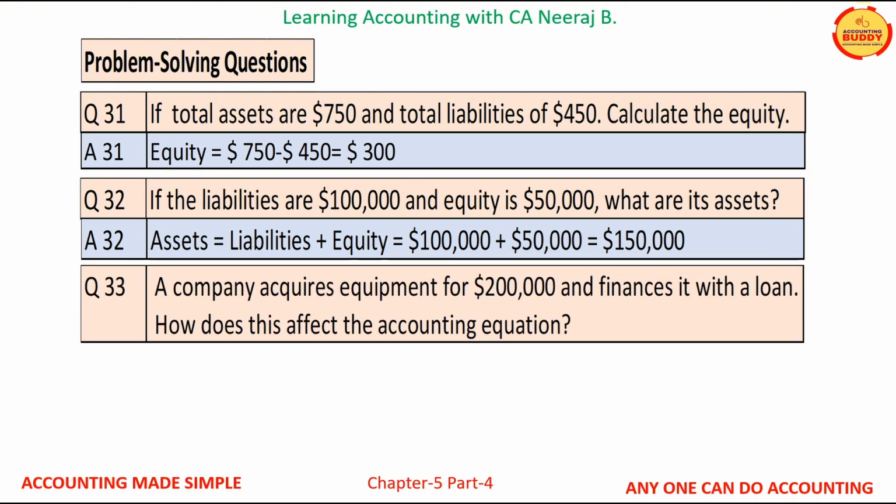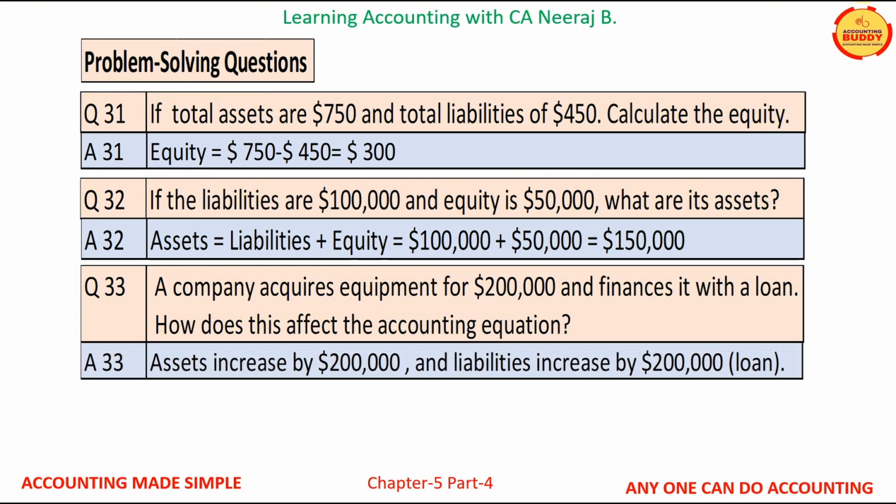Question number 33. A company acquires equipment for $200,000 and finances it with a loan. How does it affect the accounting equation? The answer is assets will increase by $200,000 and the liabilities will also increase by $200,000.